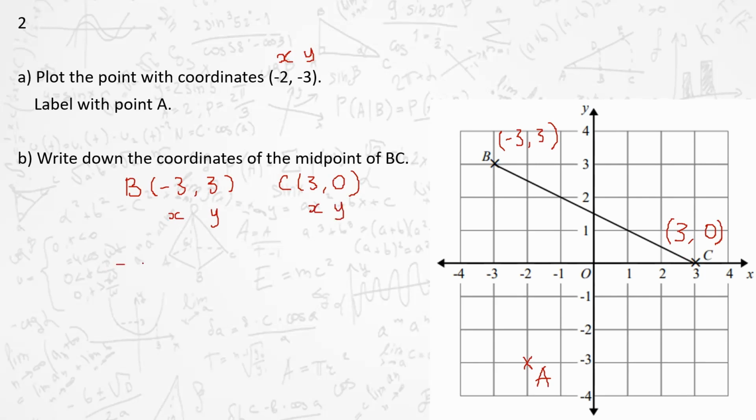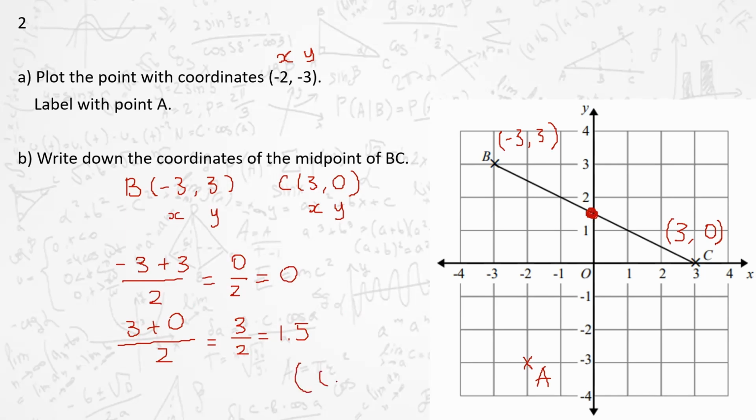So now find the midpoint. Midpoint of the two x values, minus 3 and positive 3, divided by 2, that gives me 0 divided by 2, which is 0. Midpoint for y, I have a 3 and 0, divided by 2, which gives me 3 over 2 equals 1.5. So x equals 0, y equals 1.5, so that will be my midpoint here. So the coordinates will be 0, 1.5.